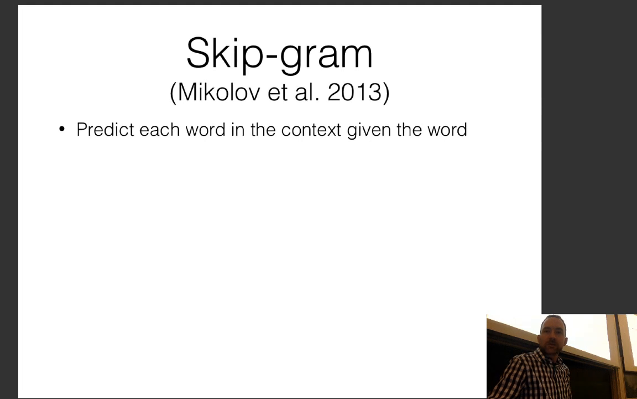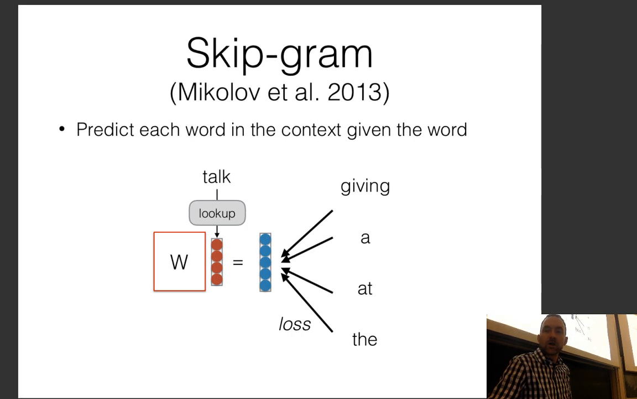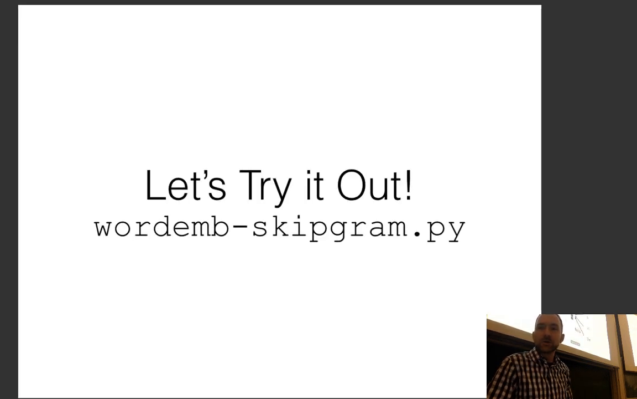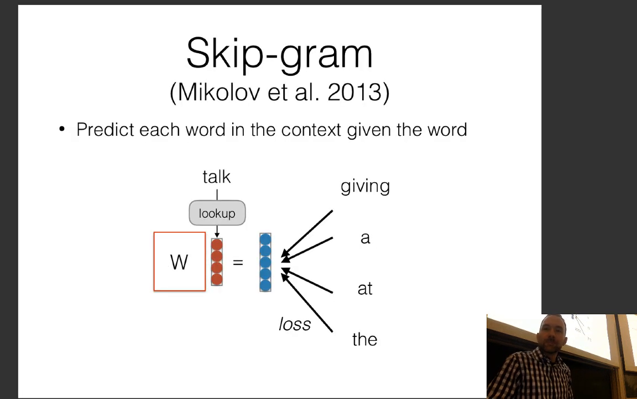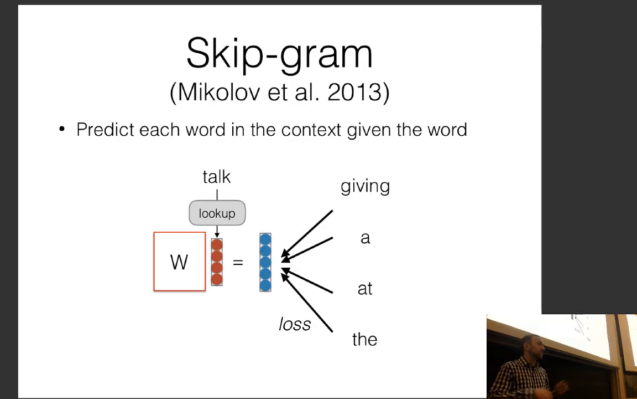Whereas the skip-gram model basically predicts each word in the context given the word itself. So you calculate a probability over all of the words in the context given the current word, and calculate the loss function with respect to all of the words in the context. And you can also try that out as well. So these are the two things powering Word2Vec. They also power things like fastText, which was also written by Tomas Mikolov and others. So it's using the same kind of methods.